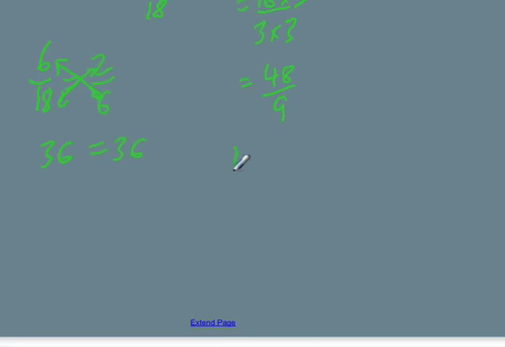And if we're going to use the cross multiplication method, 16/3 is equal to 45/9. And so if we're going to multiply 3 times 45, well, 3 times 40 is 120, plus 3 times 5 is 135. And 16 times 9, well, 10 times 9 is 90, plus 6 times 9, which is 54. 90 plus 54 is 144. And so these two are not equal, so these two fractions are not equivalent.